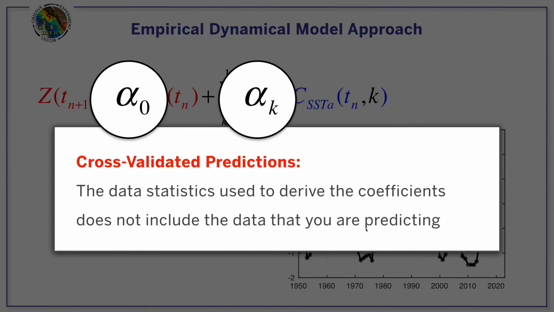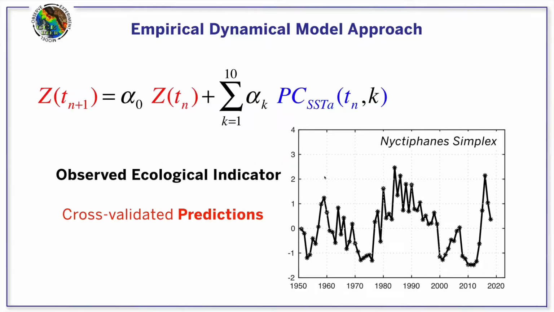The cross-validation approach ensures that our forecast skill is not the result of overfitting the coefficients of the data, especially in cases where we are forecasting a single indicator using multiple forcing functions. So with that said, let's go back here and look at the ecological indicator, and let's start with our predictions.